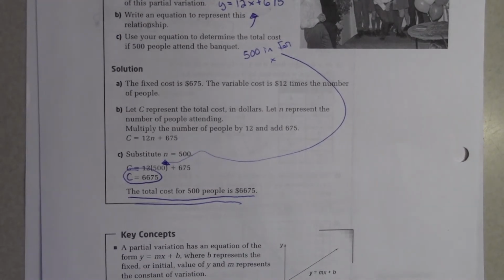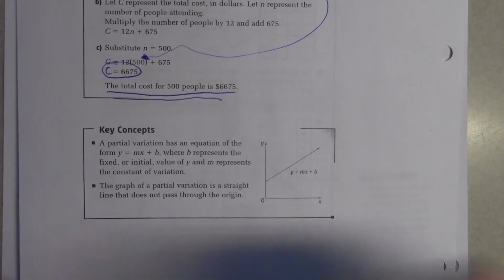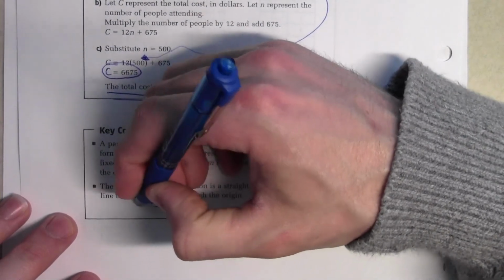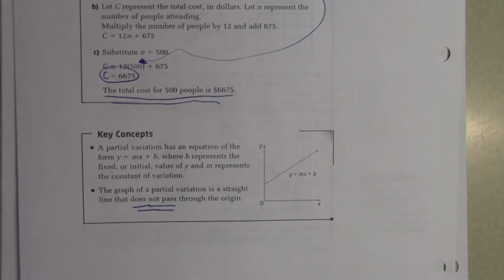Okay? Key concepts. A partial variation has an equation of the form y equals mx plus b, where b represents the fixed or initial value of y, and m represents the constant of variation, also known as the slope, which we're going to find out shortly. The graph of a partial variation is a straight line that does not pass through the origin. Any questions? All right, that's it.